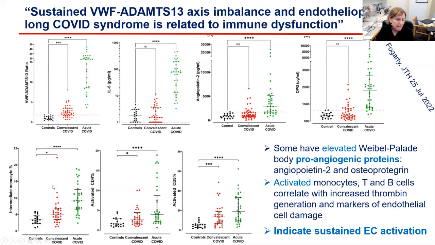When we look at markers of inflammatory cell activation, we see that monocytes are still activated in these convalescent patients, as well as activated CD4 and CD8 cells, which are close to normal. Some of these patients have normal values, some are elevated. Perhaps these are the ones that will develop long COVID, and I feel that these findings indicate sustained endothelial cell activation.